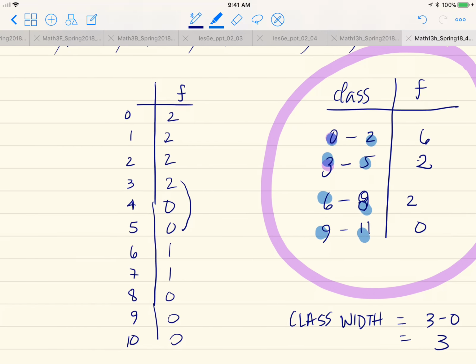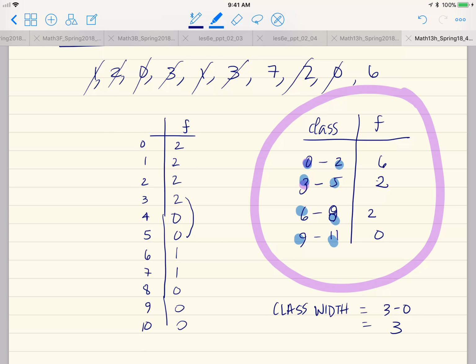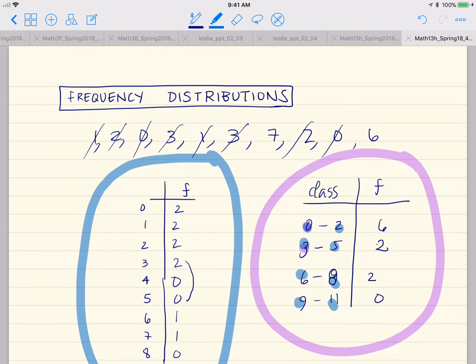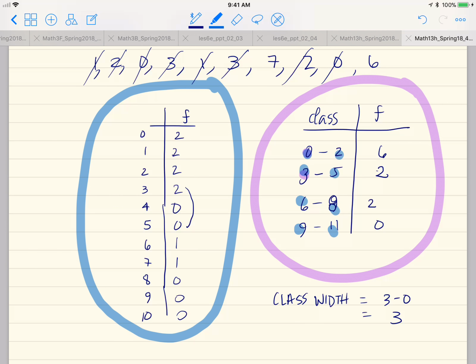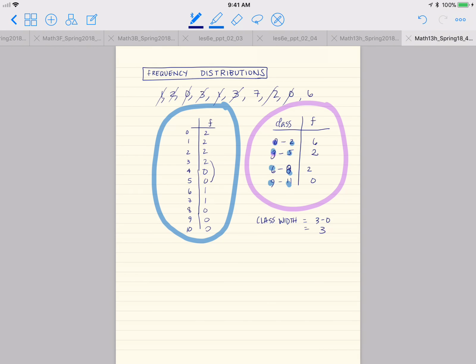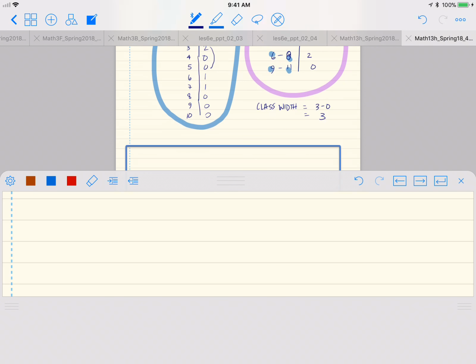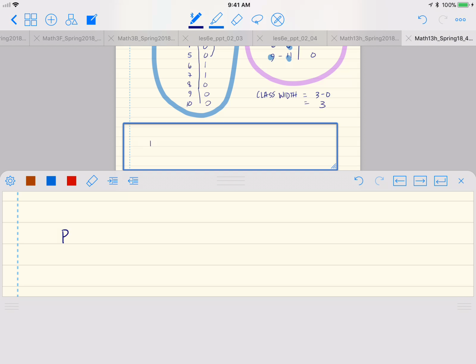And this on the left is another type of way of organizing. It's also a frequency distribution because it tells you the frequency of each of the numbers. We are now going to introduce to this bucket a third type of distribution. And our third type of distribution is going to be called a probability distribution.